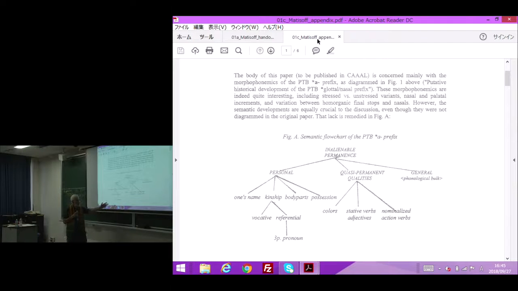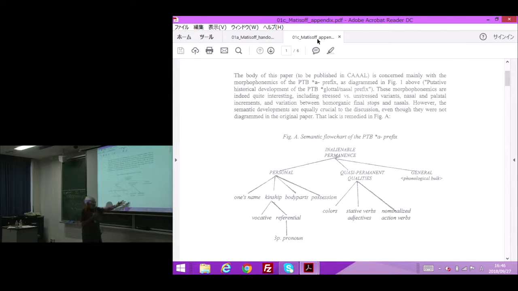And then by extension, you get adjectives, which in Tibeto-Burman and Southeast Asia in general are really stative verbs. And qualities are things which are more or less inherent. So you can see how quasi-permanent qualities can extend to that. And finally, you even get action verbs with this prefix sometimes. A verb which is nominalized is more permanent in a way than if it hasn't been nominalized. And then finally, showing bleaching of function, you sometimes get this prefix where there's no good reason for it, but it seems it's there for phonological bulk.